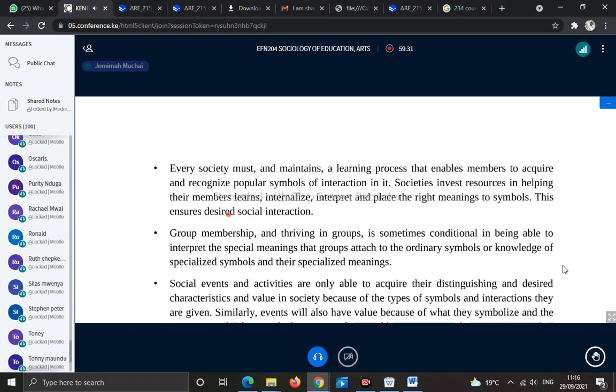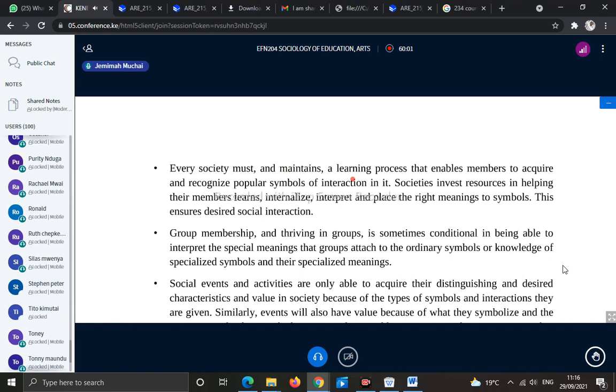Every society must have and maintain a learning process that enables members to acquire and recognize popular symbols of interaction in it. Must. Every society must. For example, where you come from or the culture you come from, use a language. You must use that language when you are in your society. You must maintain that language.